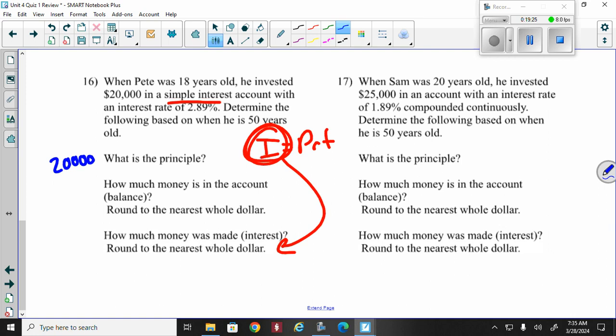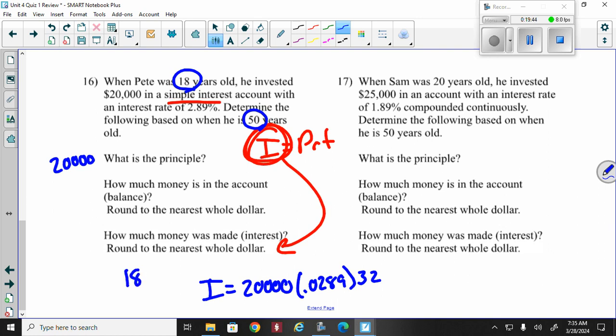All right. The formula is I is equal to 20,000, parenthesis, 0.0289. Let's see, it started when he was 18, now he's 50. That's a 32-year difference. So 20,000 times 0.0289 times 32. All right, 18,496. So if I started with 20,000, I made 18,000. How much do I have now? 38,000 because I added the two up.